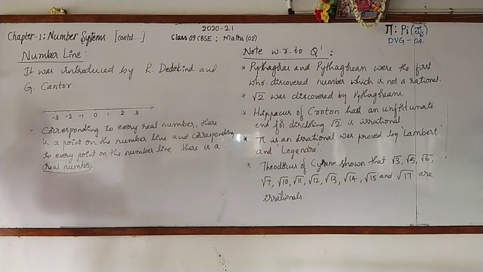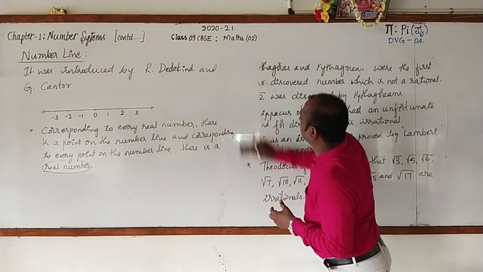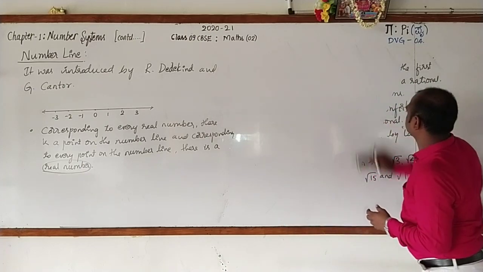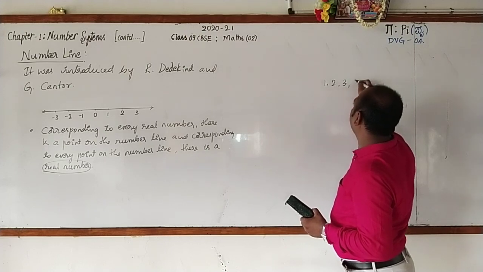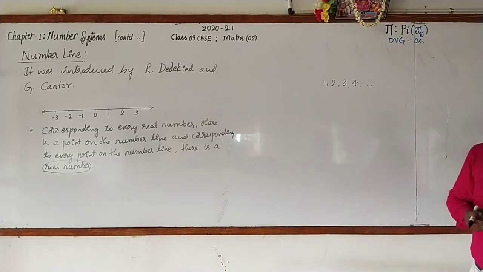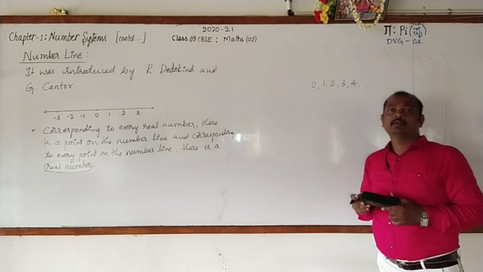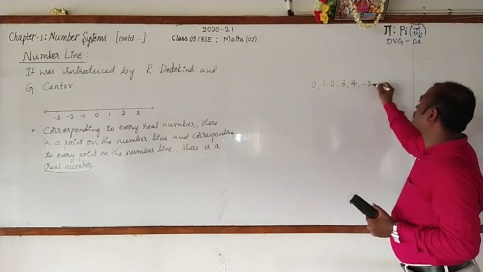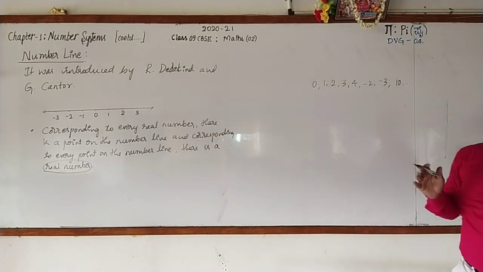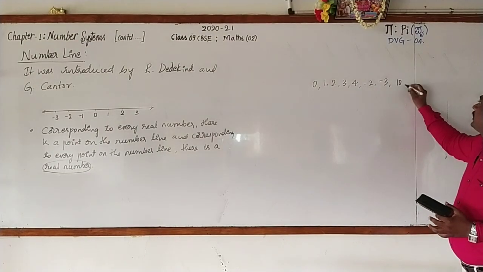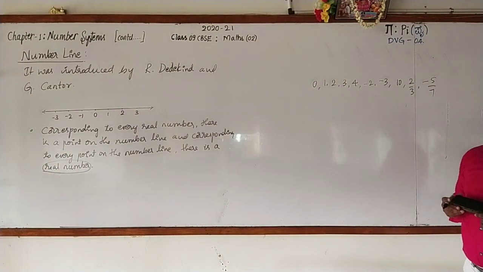Then what are real numbers? Now, I will write some numbers, identify and tell what type of numbers these are. Here are 1, 2, 3, 4 and so on. Immediately you can tell that these are counting numbers called natural numbers, including 0, whole numbers, -2, -3, then 10 and so on. They are all integers. Now I'll write 2 by 3, minus 5 by 7. Now these are rational numbers.